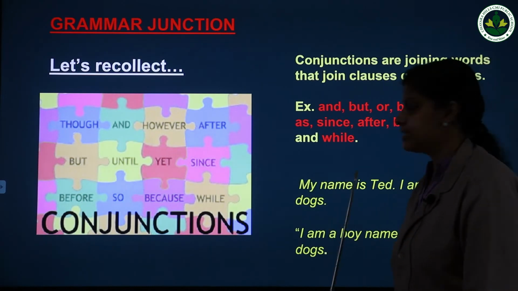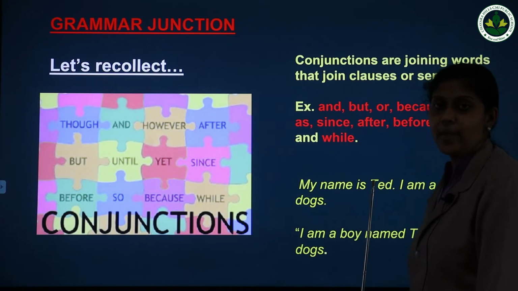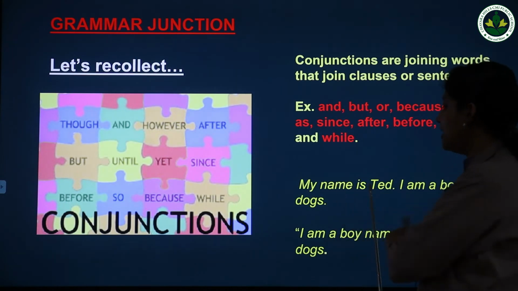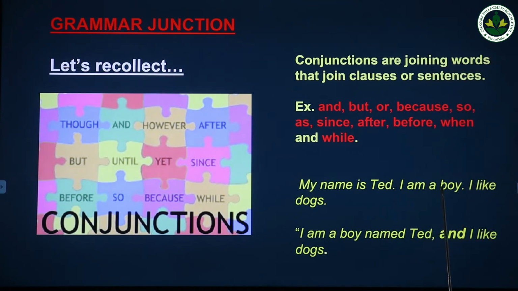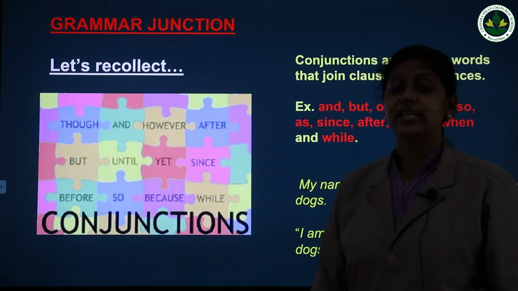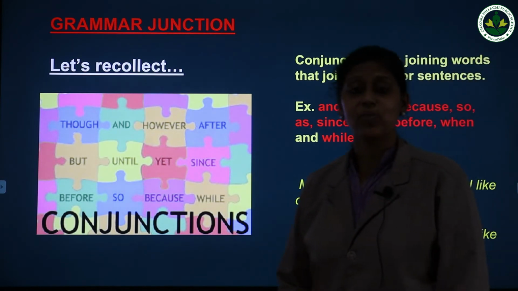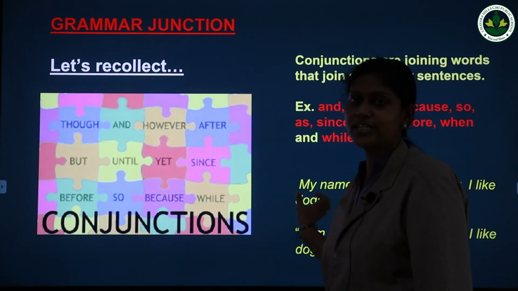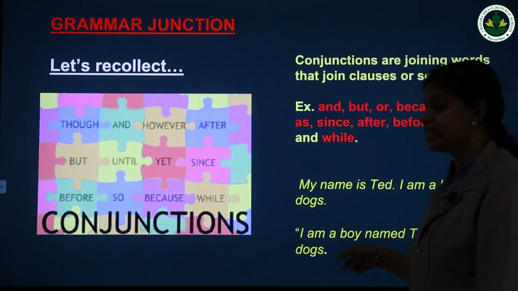Here you can see two sentences. Look at the first one. My name is Ted. I am a boy. I like dogs. Here you can see three sentences. First one, my name is Ted. Second sentence, I am a boy. Third sentence, I like dogs. When we learn to write, we start writing small or short sentences, and we can make these short sentences into one by using these conjunctions.